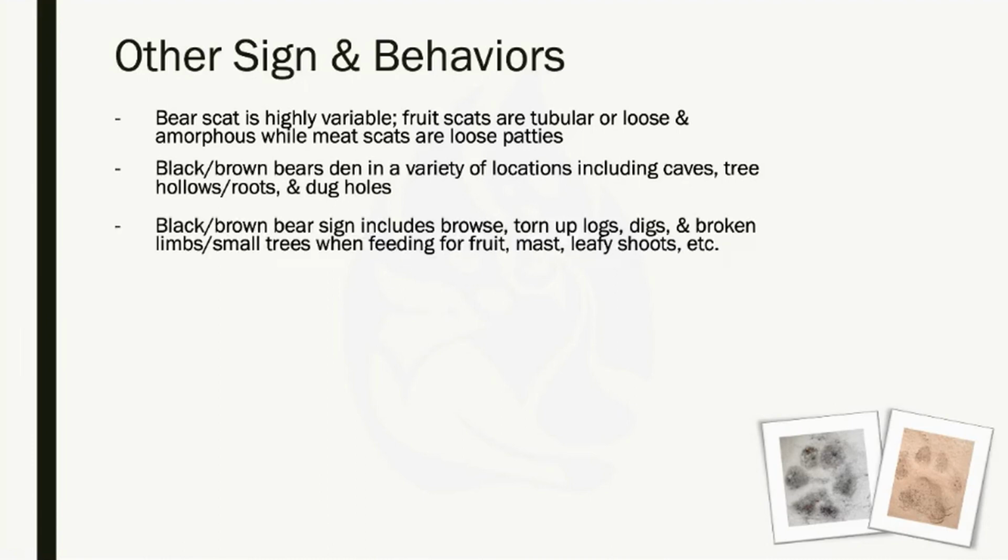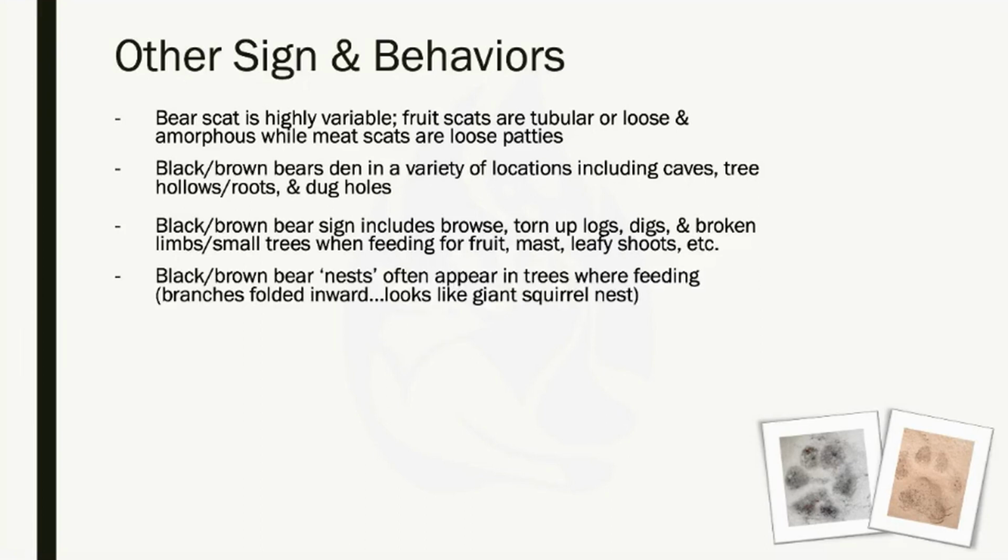Okay. They also are very easy to find sign for. Again, they're very large animals, and they're kind of our elephants of North America, if you will. And so they tear up a lot of things, right? They eat a lot, so there's a lot of browse that you can find. They tear up logs. They dig for food. They'll break apart tree limbs, looking for various grubs. Just basically whatever they can find, as well as, again, feeding on vegetable matter, fruit, mast, acorns, you name it.